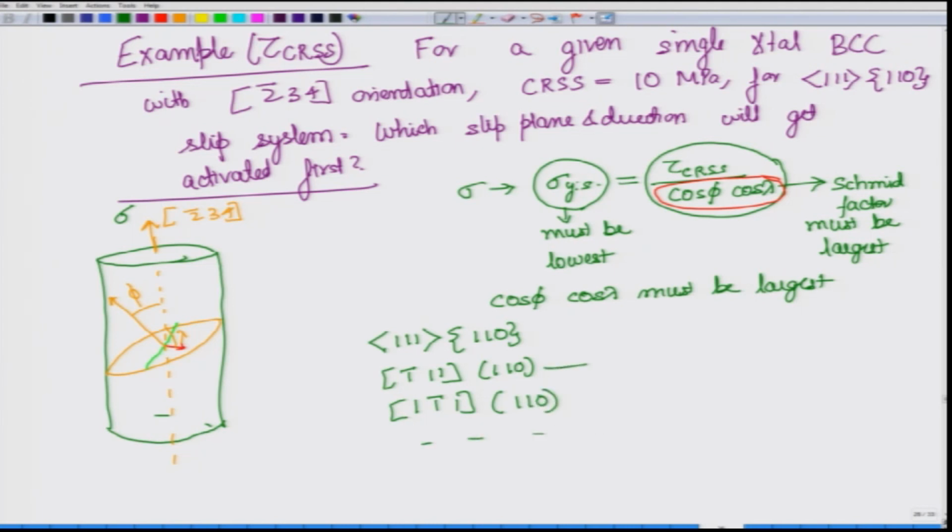So, for each of these you will have to find cos phi cos lambda, and the one which gives you the largest will be the one that will get activated first. So, how do we find cos phi? This phi is the angle between the slip direction, which is bar 1 1 1, and the tensile axis bar 2 3 4. So, you just take a dot product.